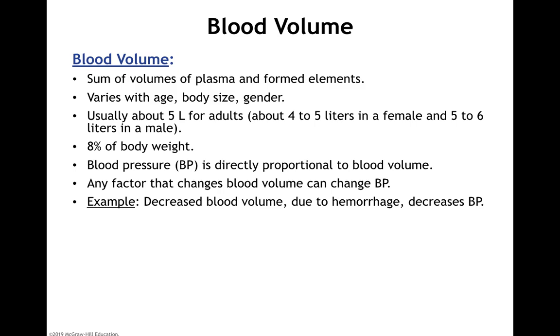Blood volume is the sum of all the volumes of plasma and formed elements. It varies with age, body size, and gender, typically around 5 liters, about 8% of your body weight. Blood pressure will be directly proportional to blood volume, so any factor that changes blood volume can also have an effect on blood pressure. For example, decreased blood volume due to hemorrhage would decrease blood pressures.